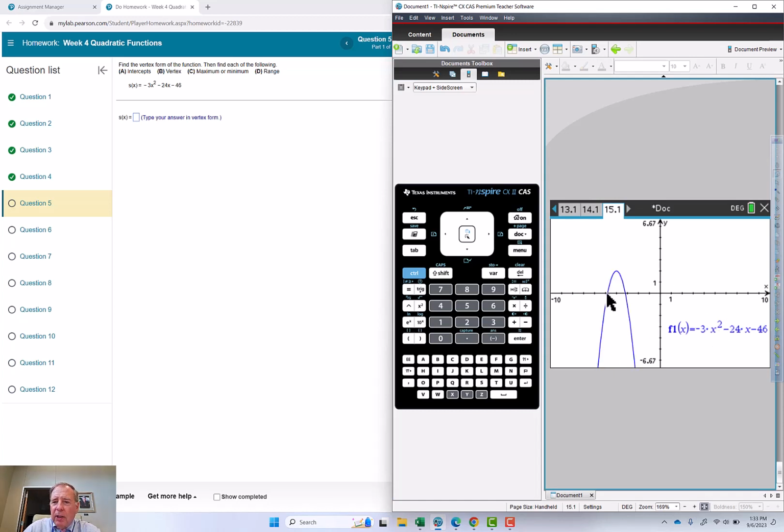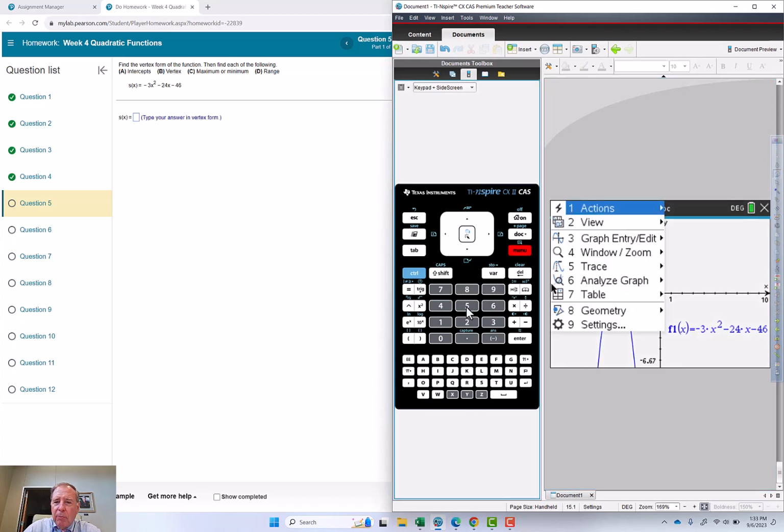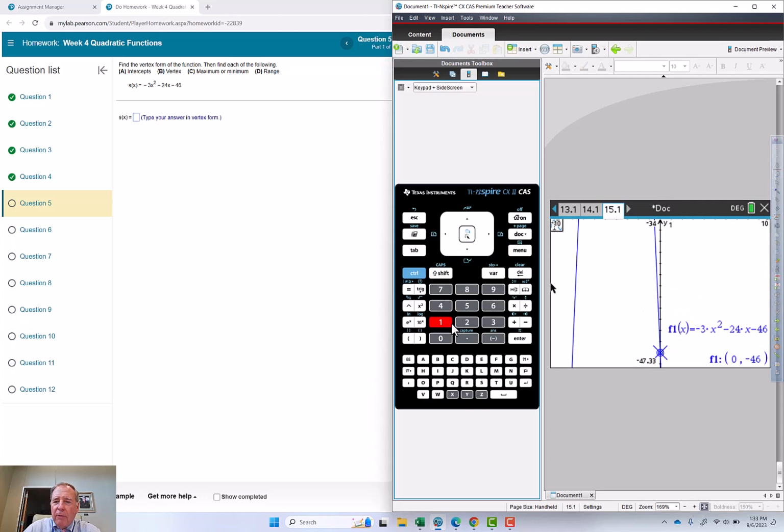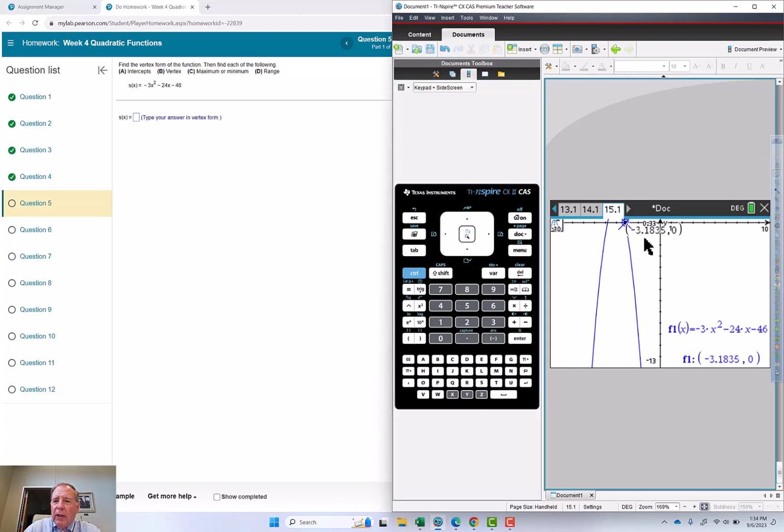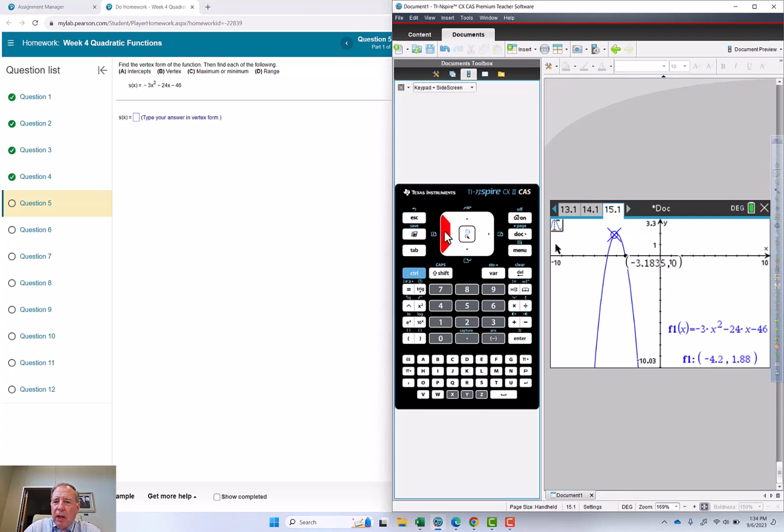I'm going to go get the x-intercepts. I'm going to use the trace feature, menu, trace, graph trace. So here's the y-intercept. And I'm going to trace till I get close to the x-axis. There's a 0, enter. So that's one x-intercept. Trace over to the other, 0.